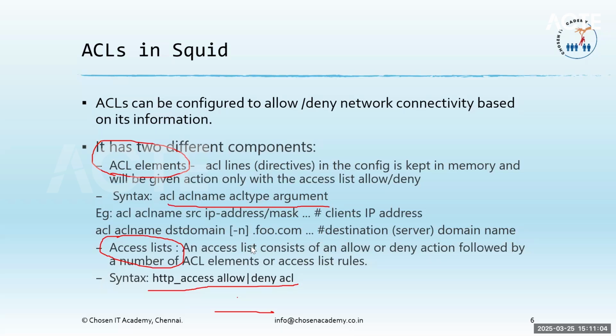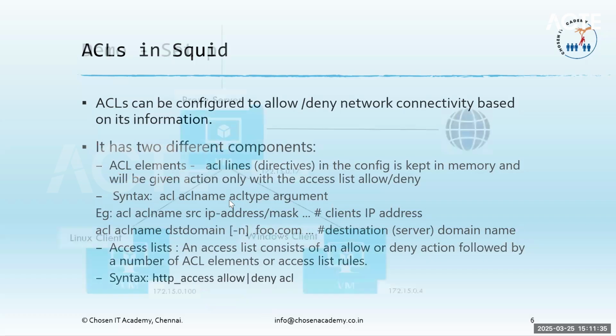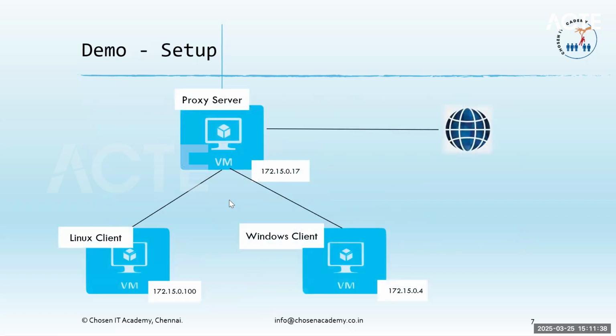In ACL there can be many ACLs which we can define here. So there are multiple rules we can define, and under the ACL name, we can have multiple ACL elements, and the access list is the final thing that will say whether this ACL can be allowed or can be denied. Only then the access control would happen. So we'll see this in the demo in a minute.